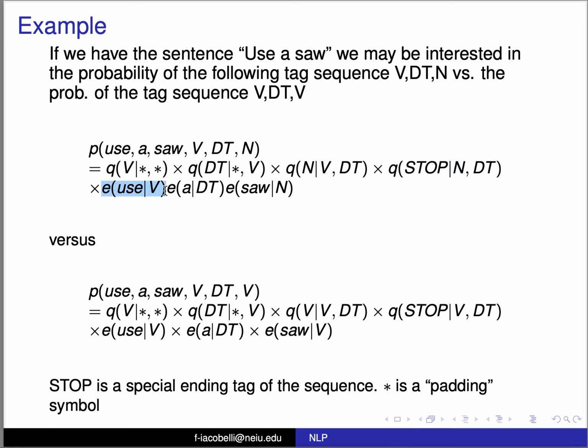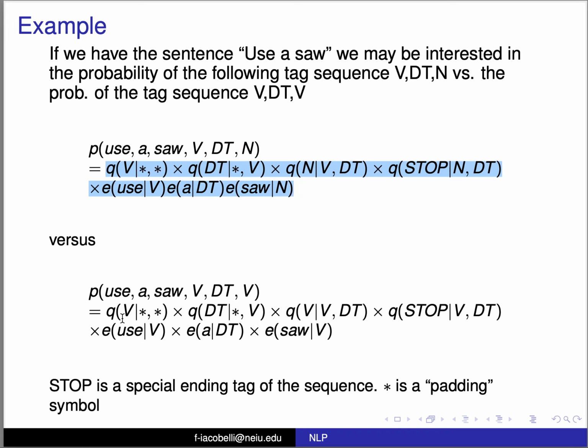What's the probability that "use" is tagged as a verb, times the probability that "a" is tagged as a determiner, times the probability that "saw" is tagged as a noun. That will give me a number.